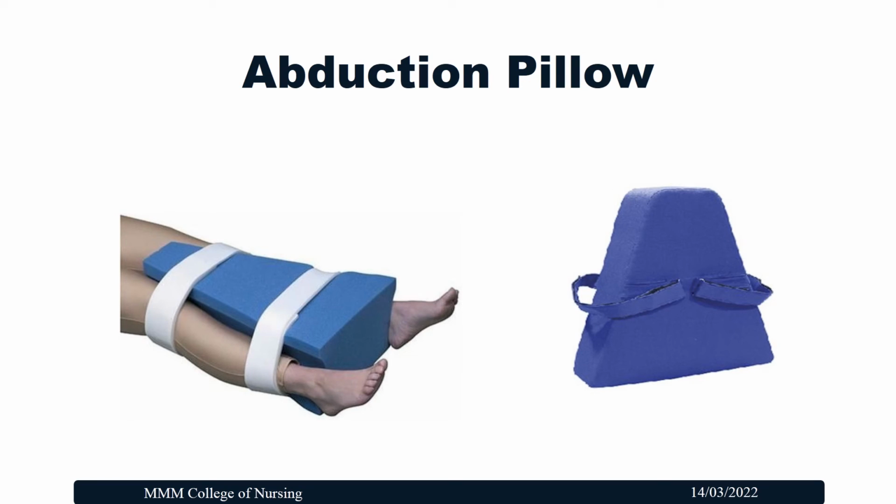Abduction pillows. A pillow or a cushion wedge placed between the legs of the patient to maintain the proper position, that is, to keep the legs in the abduction position. It is helping to prevent the dislocation of hip joint. It is very commonly used in certain congenital disorders related to the hip, and also for patients who are at risk for developing hip dislocation, and very commonly in the postoperative phase of total hip replacement.